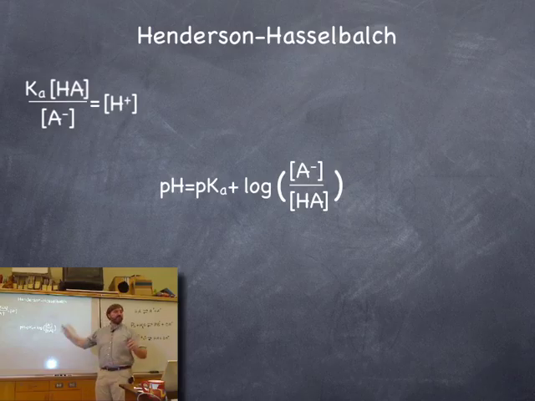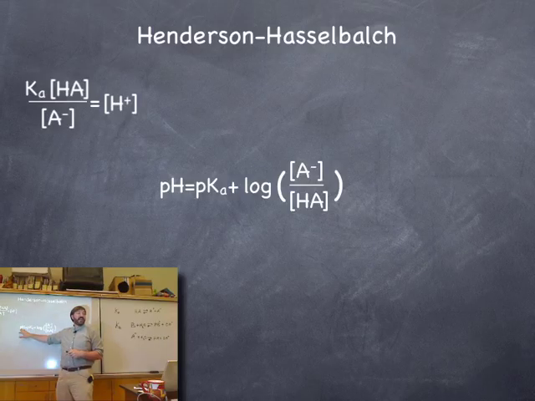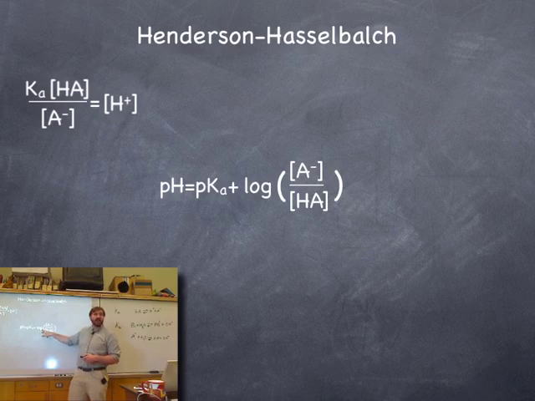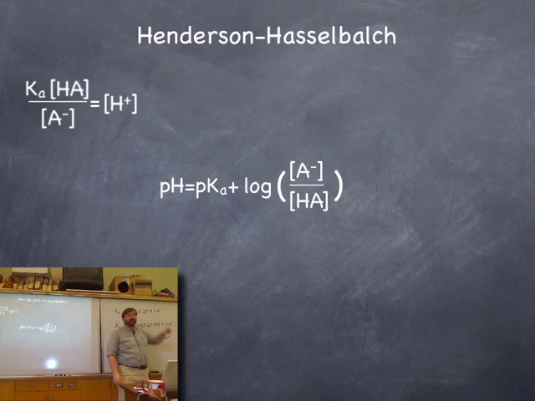So, whoa, slow. Listen. What does P mean? Take the negative log. So negative log of the hydrogen ion concentration, negative log of the Ka value. And then because we have this ratio, we flip it around so we get plus the log of A minus over HA. What's A minus? That's the conjugate base from the equation. What's HA? That's the acid concentration.